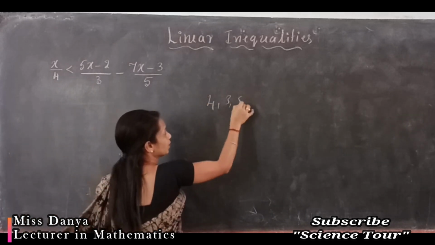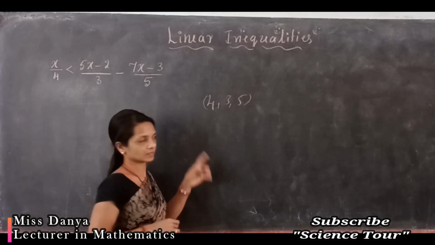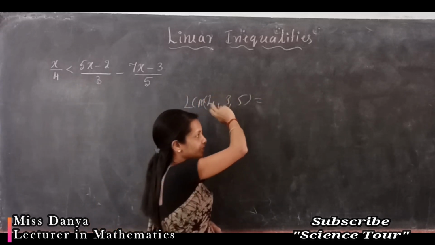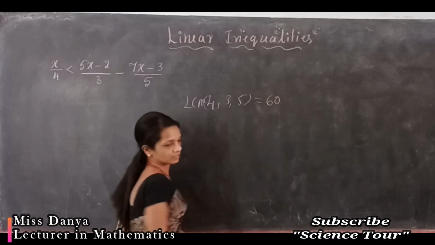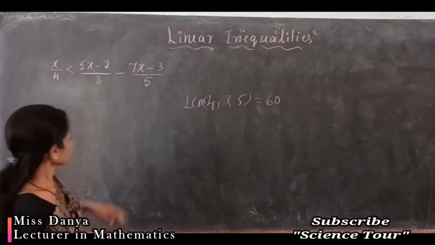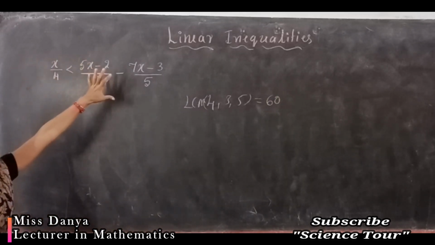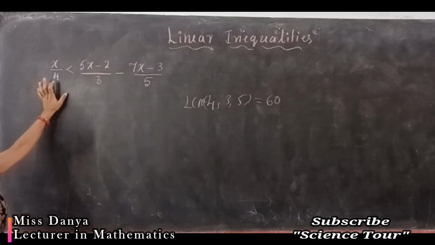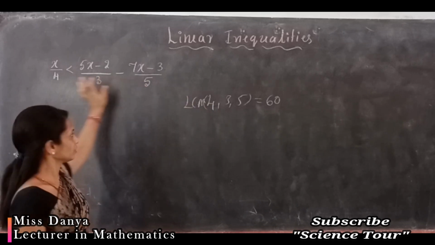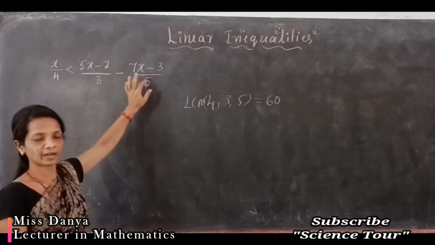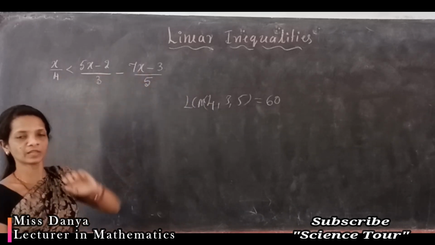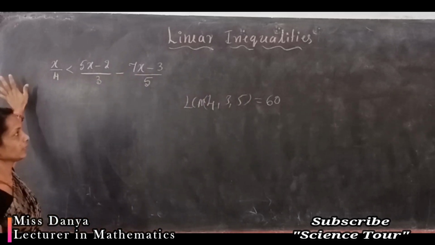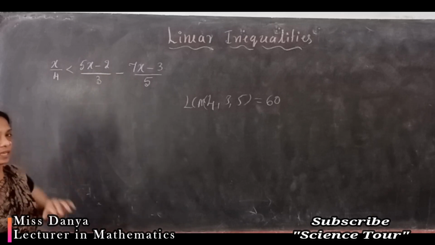LCM of these three numbers is what? That is 60, right? 4 into 5, 20, 20 into 3, that is 60. Now you have to multiply this inequality throughout by that LCM. How did we get the LCM? You take the denominators and take the LCM of those denominators. That is 60. Now you have to multiply this inequality by 60.